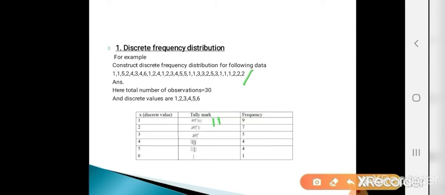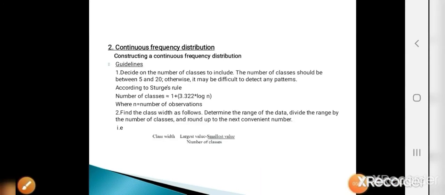So the total frequency is 30. See, count 9 plus 7 plus 5 plus 4 plus 4 plus 1, that is 30. This is the example of discrete frequency distribution. Now the next is continuous frequency distribution.